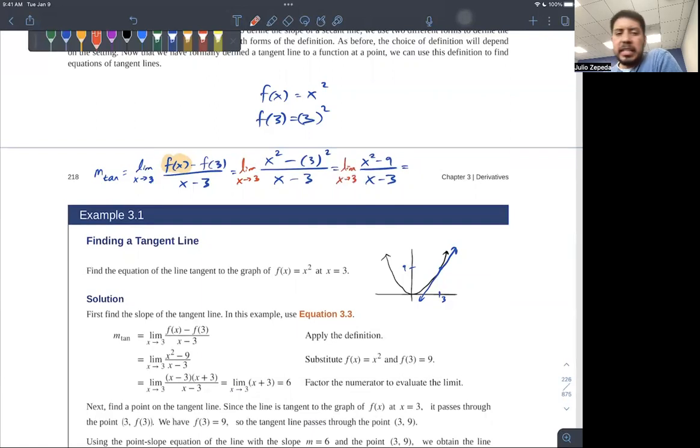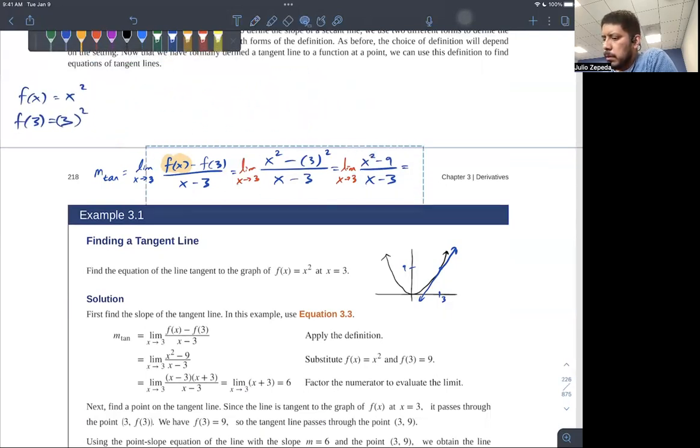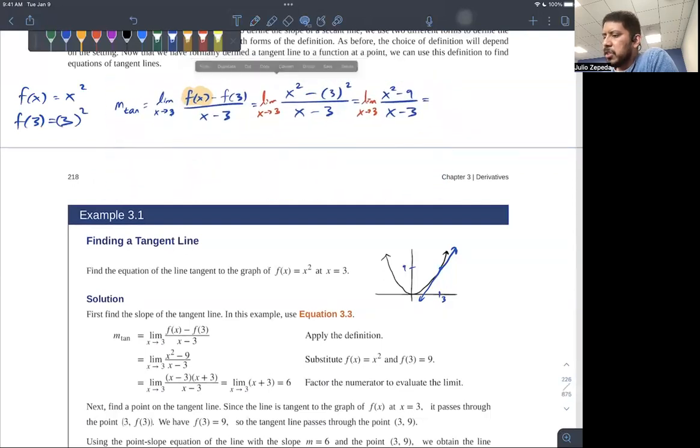We can stop writing the limit once we actually look for the limit as x approaches 3. If you do this mentally, you can plug in 3 into both the numerator and denominator at this point, and you'll get 0 over 0, which is an indeterminate form. And so we need to find some other method to evaluate this limit. That other method is using some sort of algebraic manipulation to reduce this. And we can use factoring.